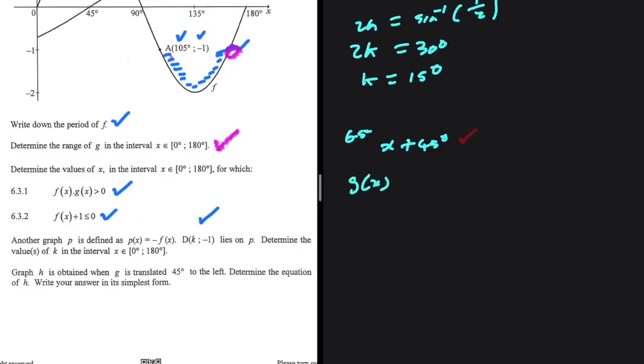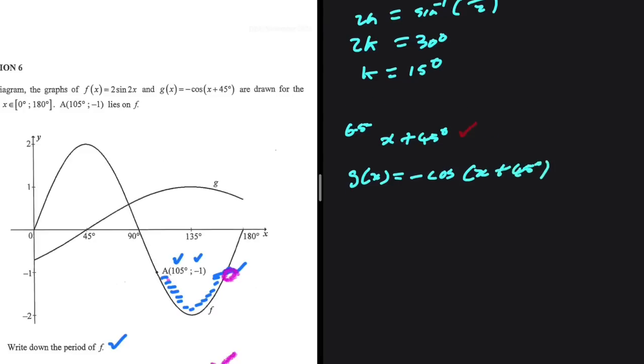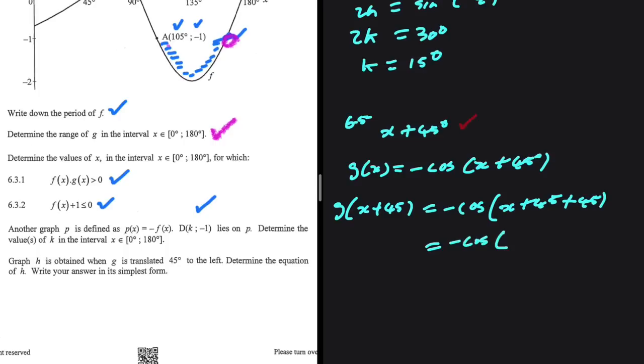So g of x is equal to minus cos of x plus 45 degrees. If we want to translate it 45 units to the left, then instead of having g of x, we're going to have g of x plus 45. That will shift it 45 units to the left. So minus cos of x plus 45 plus 45. So g of x plus 45 will be equal to minus cos of 90 plus x.